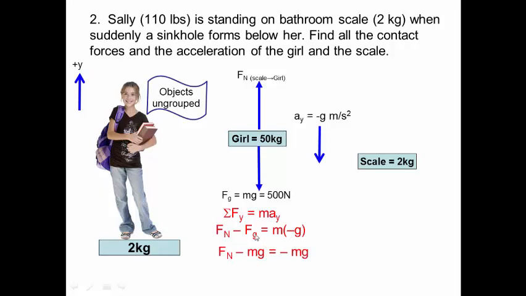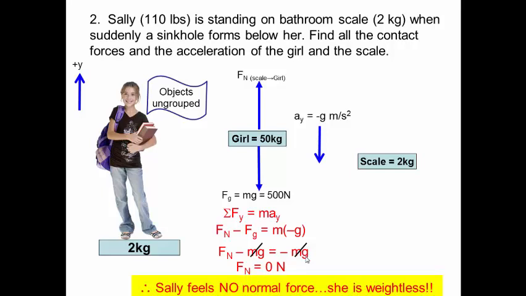And remember, Fg is just mass times gravity. And you'll notice what happens here. I have on both sides of my equation mass times gravity, so those cancel out. And I get Fn equals 0. Well, that's interesting. The normal force between the girl and the scale is 0, which means what? That means she feels no normal force, and she feels weightless, essentially. Remember, your only sensation of weight is when you actually feel something pushing back up on you. So if you don't feel something pushing up on you, you feel weightless.